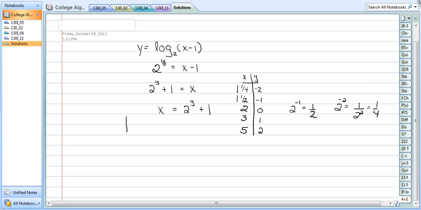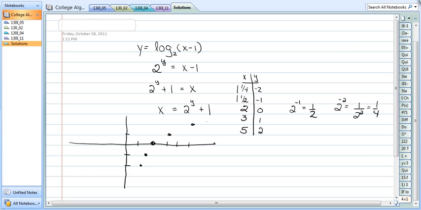So we've got these points. At 1 and a fourth, it's down to negative 2. At 1 and a half, it's down to negative 1. At 2, it's at 0. At 3, it's at 1. And at 5, it's up to 2.